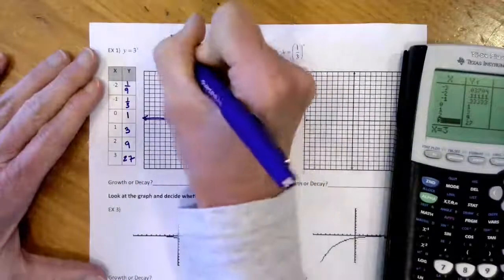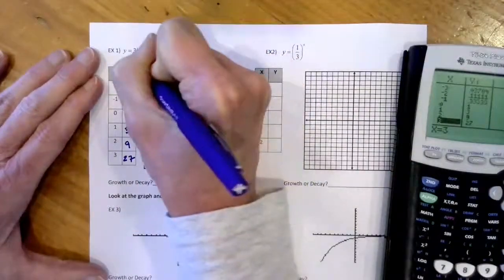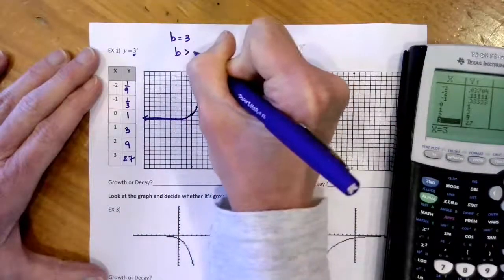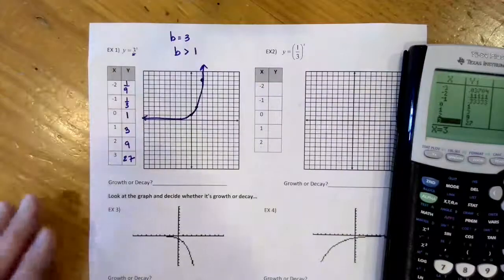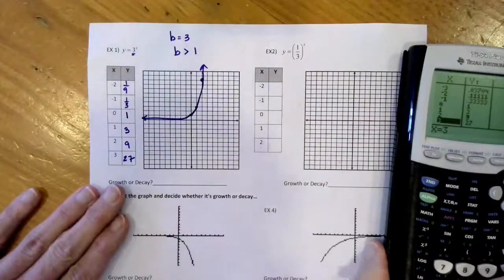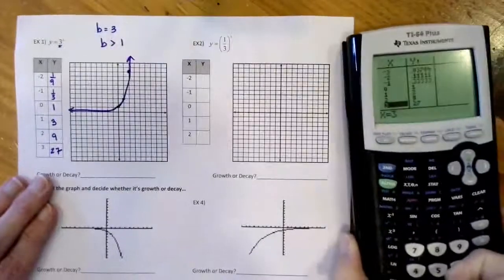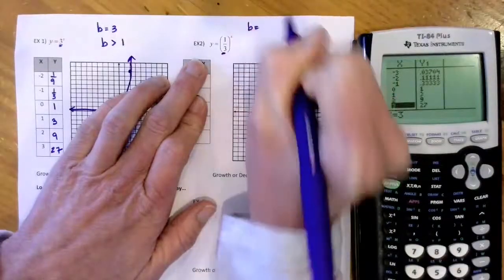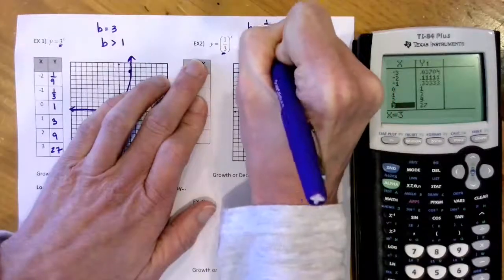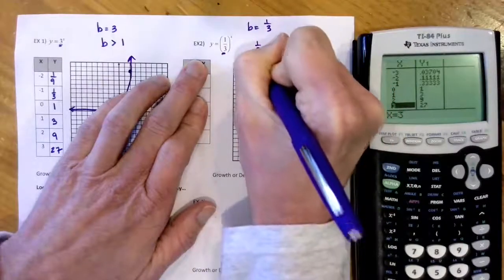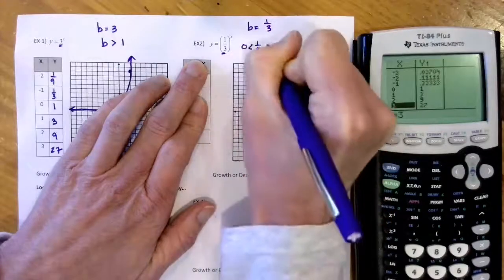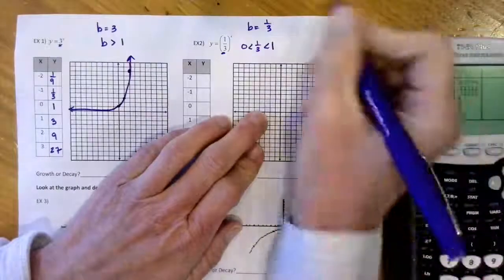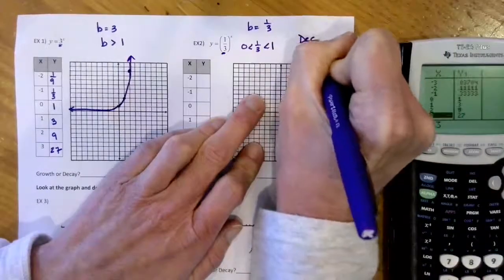Now, when we talk about this, my b is my 3. And my b here was greater than 1. And that's what represents that growth, my base. When we look at this next example, we're going to see here that my base, my factor that I'm multiplying again and again, is 1/3. And that 1/3 is greater than 0, but it's less than 1, which is going to give us an example of exponential decay.